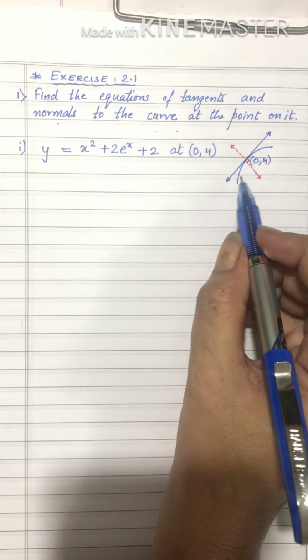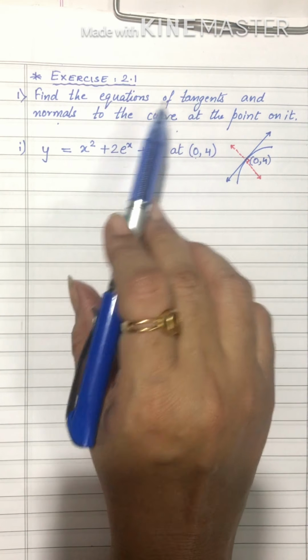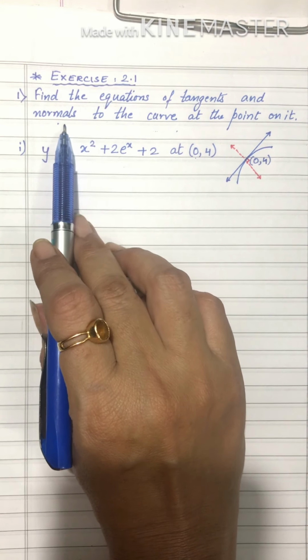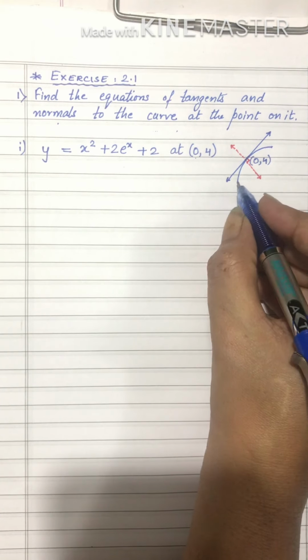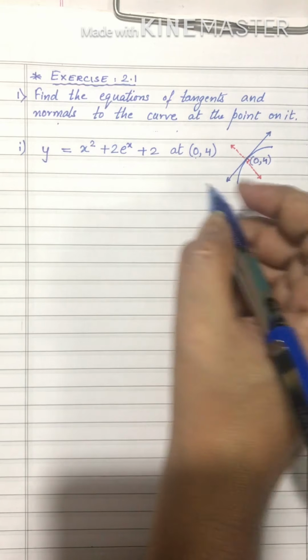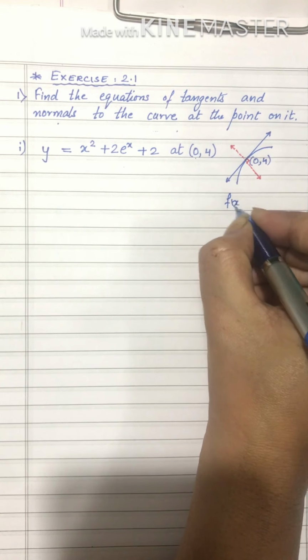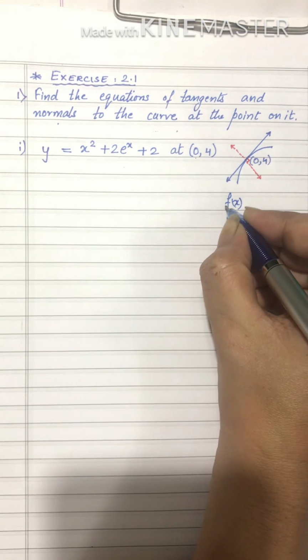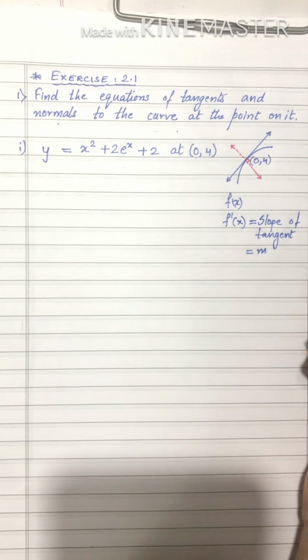Now let's see how we can find equation of the tangent and then equation of the normal. There are few things we need to do before we go on to find equation. First of all, we need to find slope of the tangent. Now see how to do that. The function given in x, when you try to find its derivative, that is f dash x, this is slope of tangent, and it will be denoted by small letter m.